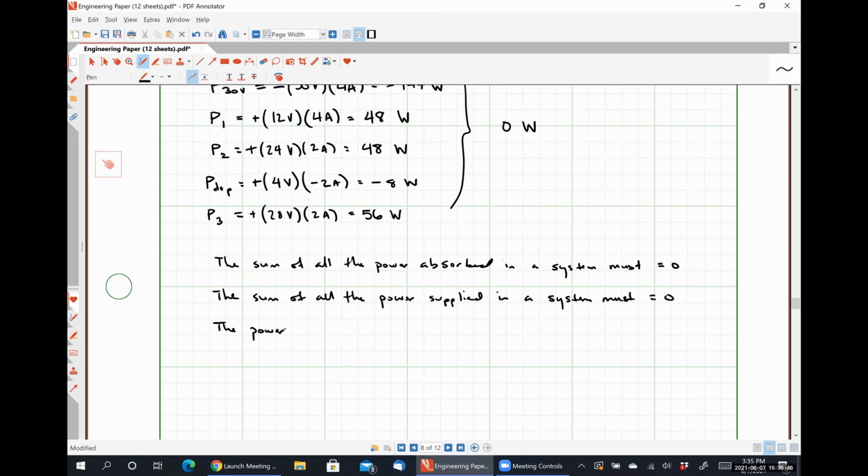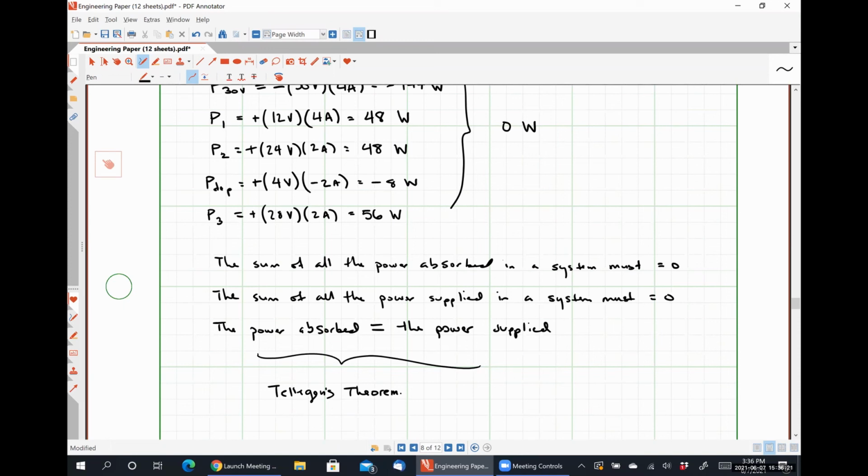Thank you. Or another way to put this is, the power absorbed must equal the power supplied. All three of these relationships are what is called Tellegen's theorem, which is simply one way to express the law of conservation of energy in circuits.